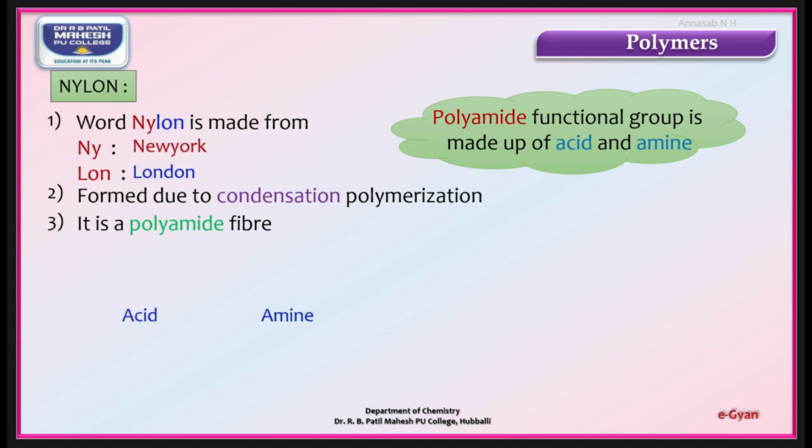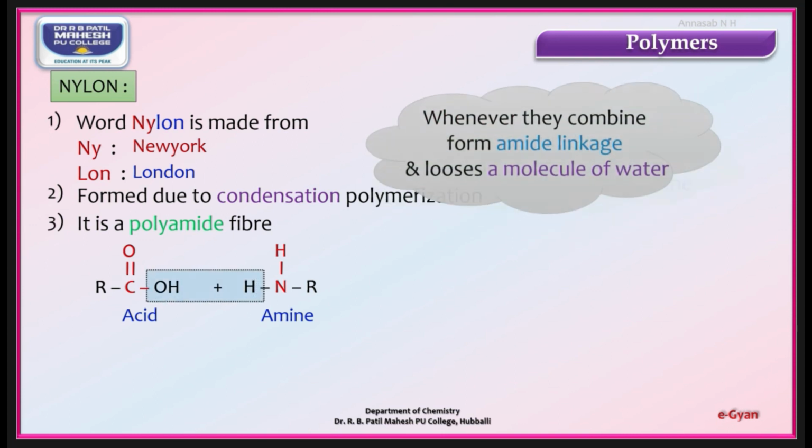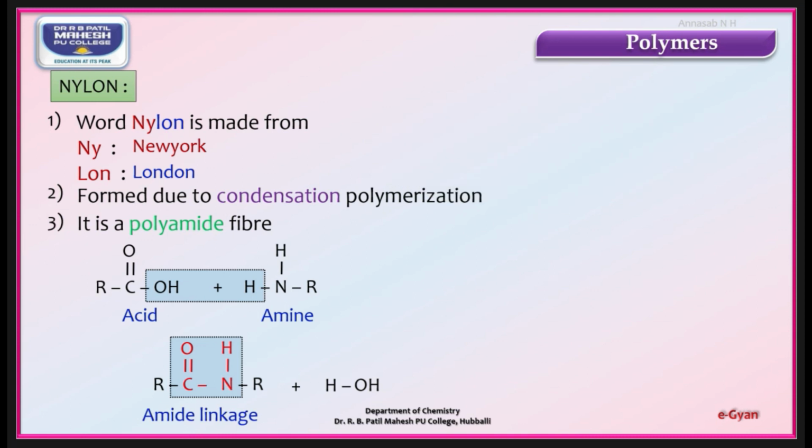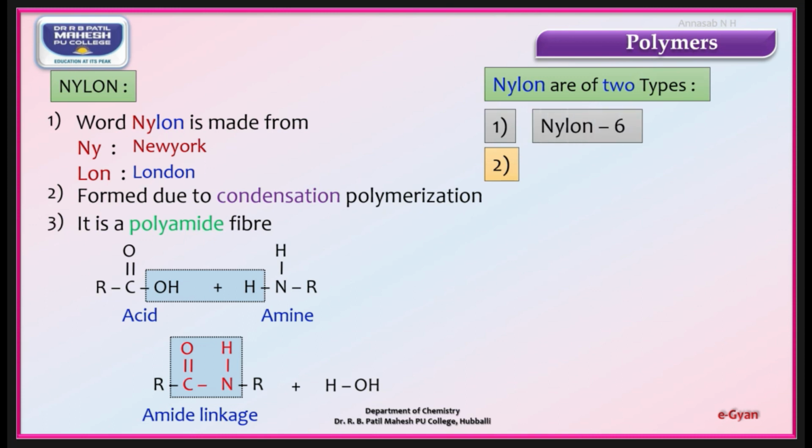So the acid and amine, which we can understand with this one, RCOOH, it is a carboxylic acid, and amine, it is a primary amine, RNH2. If you remove the water molecule from this, there is a formation of a linkage between carbonyl carbon and nitrogen of amine that leads to the formation of CONH linkage, and that linkage is known as amide linkage. There are two types of nylons. First is nylon 6 and the second is nylon 6,6.